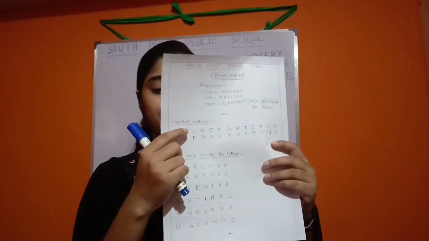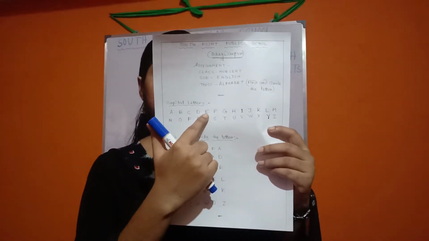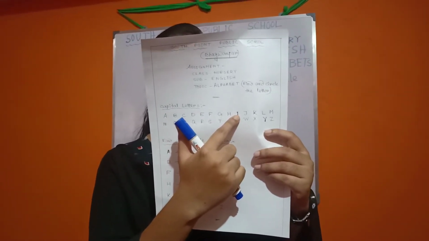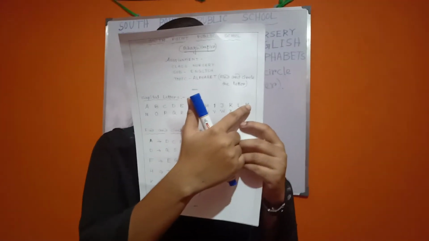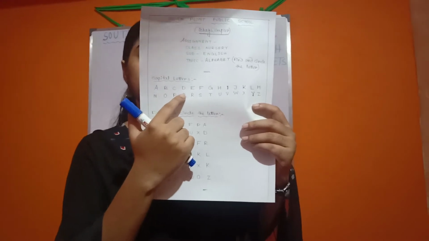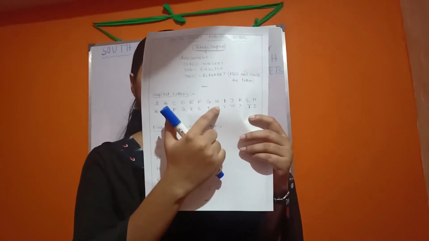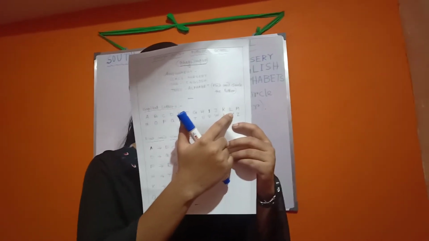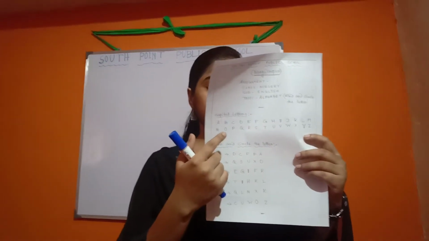It's A, B, C, D, E, F, G, H, I, J, K, L, M, N, O, P, Q, R, S, T, U, V, W, X, Y and Z. Okay? We already learned about these.